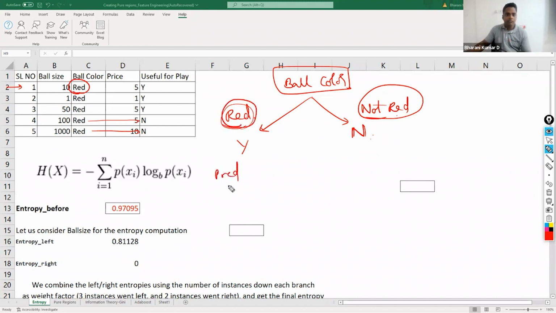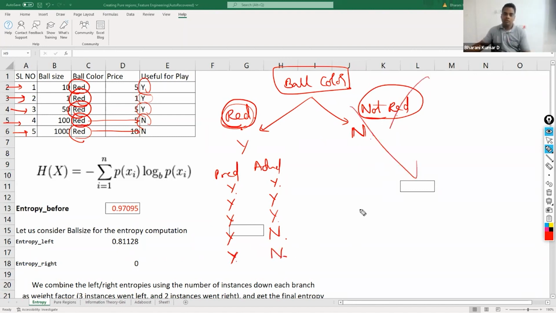So predicted value will be yes, actual value is also yes. Second entry, is it red color? Predicted value will say yes, actual value will say yes. Is this third entry red color? Yes, so the predicted value will be yes, actual value is also yes. Is this red color? Predicted value will be yes, actual value is yes. Is this red color? Predicted value is yes, actual value is no. It is not even going into this, not even needed.